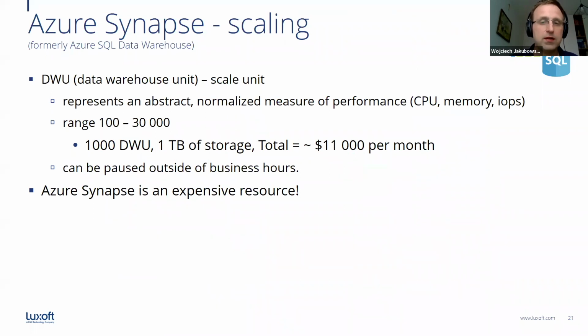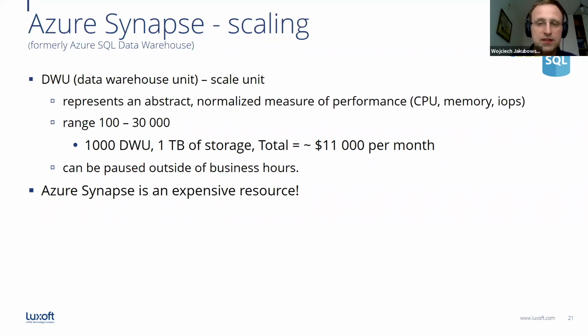For scaling, the concept of DWU is used, which is similar to Azure SQL, and it represents an abstract normalized measure of performance. A blend of CPU, memory, and I/O operations per second. And it can be scaled between 100 and 30,000. However, you need to be aware of the cost. DWU is the main driver for Azure Synapse.